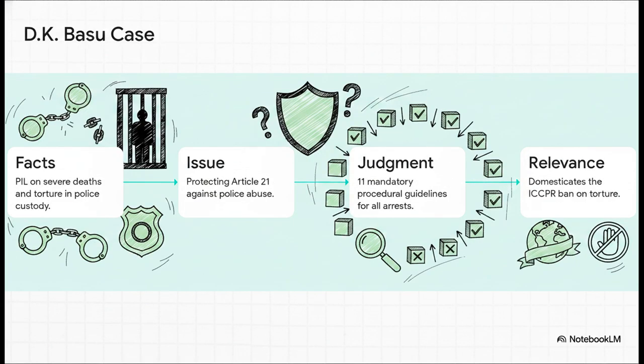Next is the really tragic case of D.K. Basu, stemming from a public interest litigation detailing horrific deaths and torture in police custody. The Supreme Court had to ask, how do we actually protect people's physical security under Article 21? The result was 11 strict, mandatory procedural guidelines for all arrests. We're talking clear officer identification, mandatory medical exams every 48 hours, the whole shebang. This case is your definitive go-to authority for essays on custodial violence.